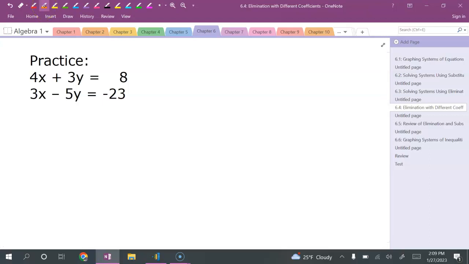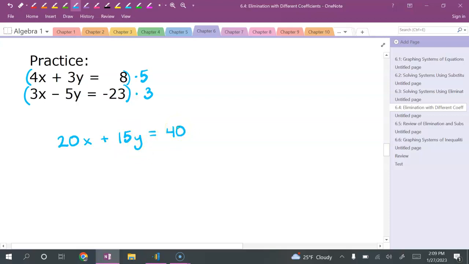For this one, I did have to do a little bit more work because neither of my x's or my y's match. And it wasn't an easy fix, like just taking one of the equations times a number. I did decide to eliminate my y's first, only because they already have opposite signs in front of them, so I don't have to worry about multiplying by a negative at all. So I decided to multiply the top equation by 5 and the bottom equation by 3. Now the new top equation says 20x plus 15y equals 40. And the new bottom equation says 9x minus 15y equals negative 69.